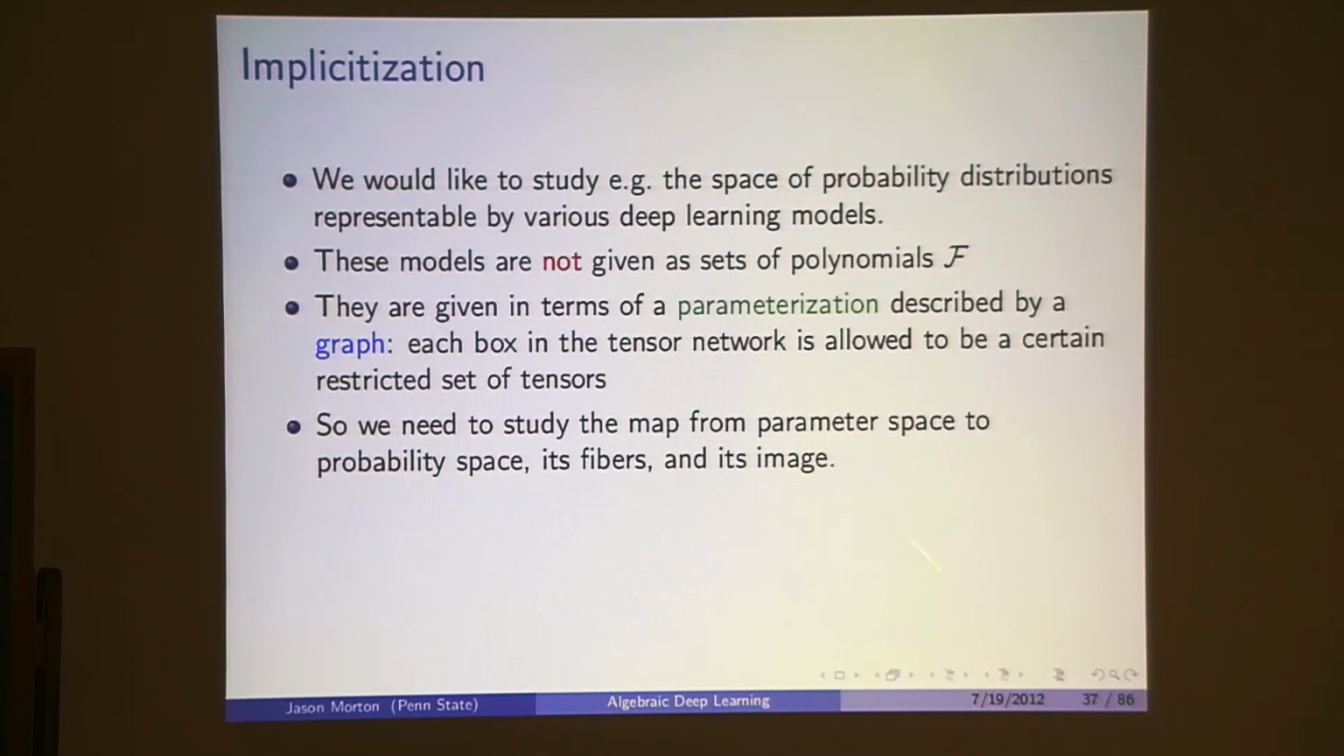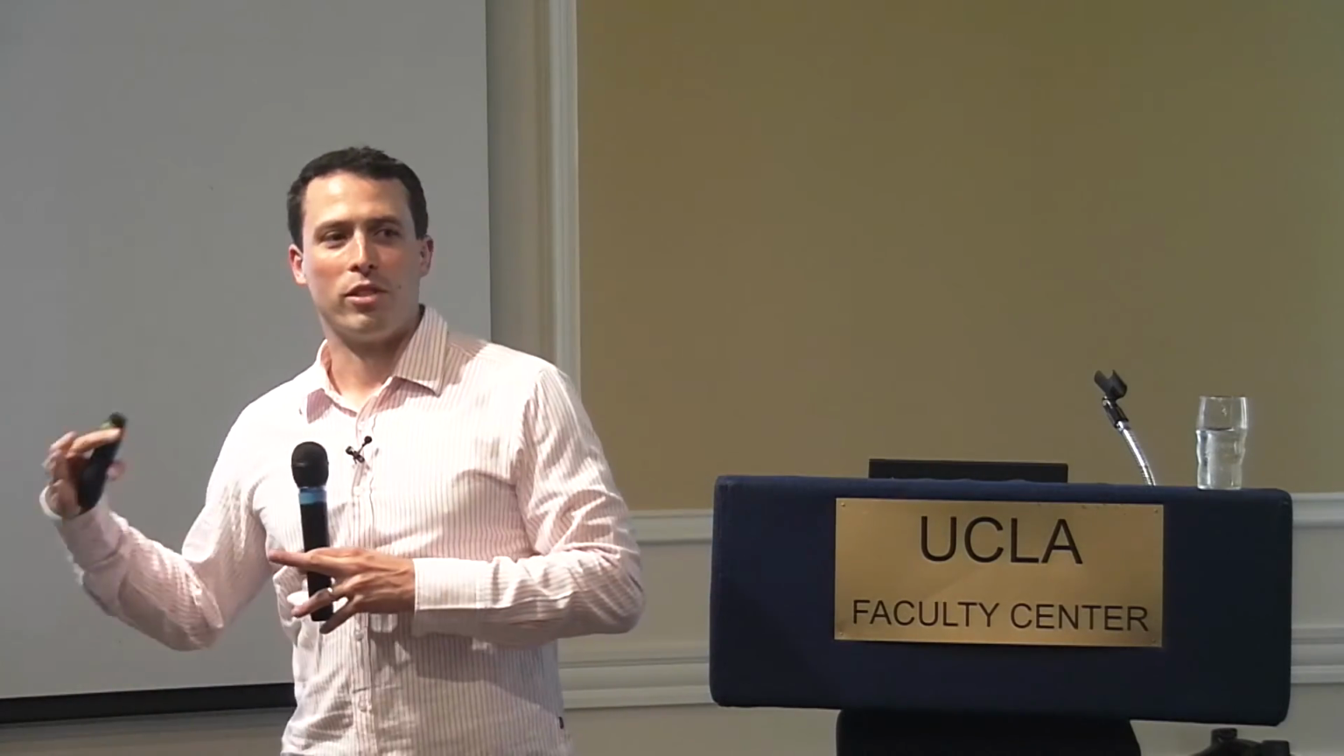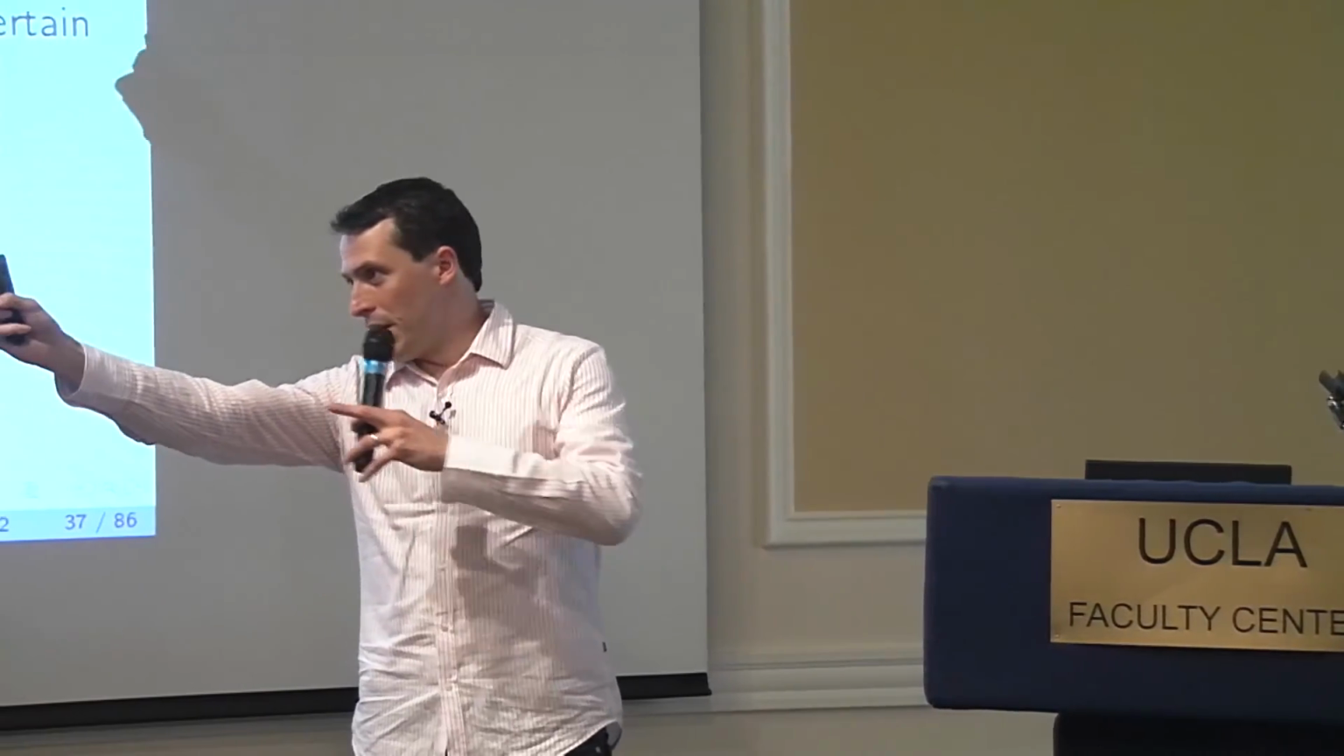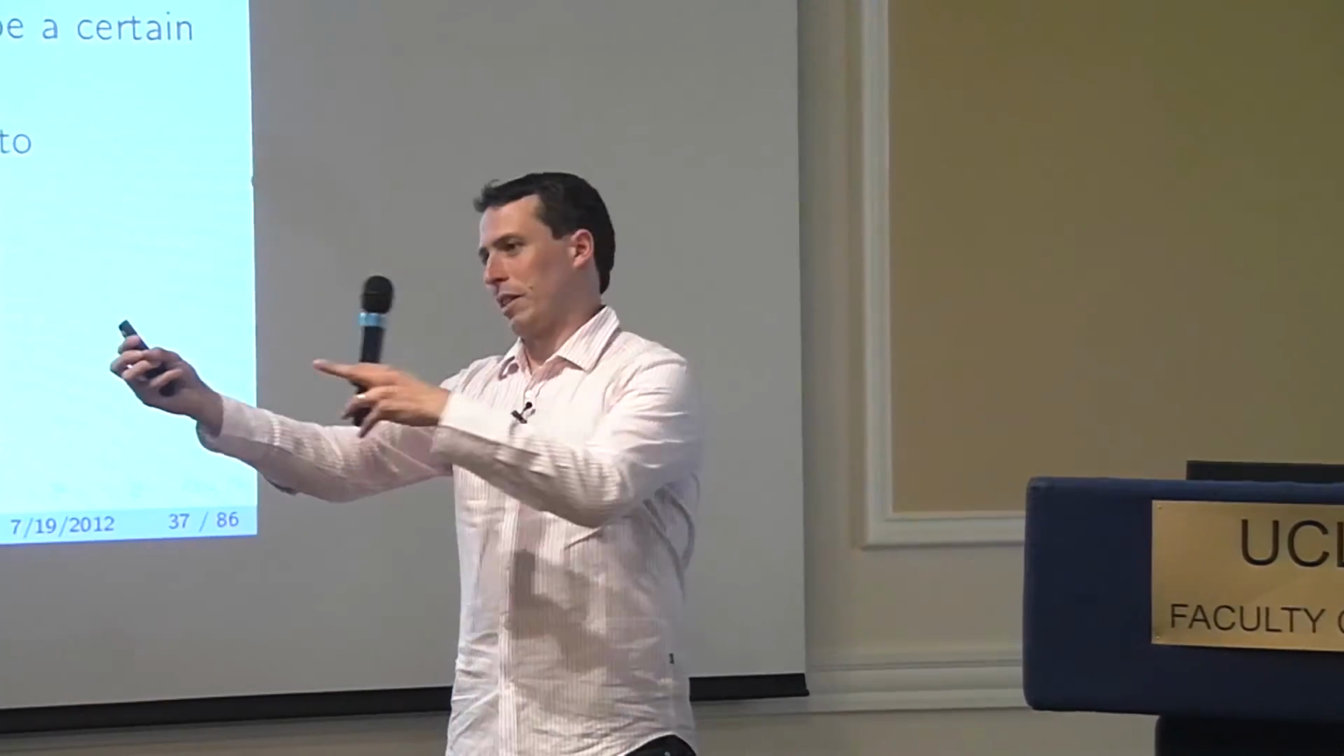So what we need to do is study this parameterization map, the map from the parameter space to the probability space. We want to understand this map. What is its image? Its image is the space of probability distributions this model can represent. Its fibers tell us things like, given a piece of data, I fit it to the model. Now, what are all the other parameters that could have explained that?